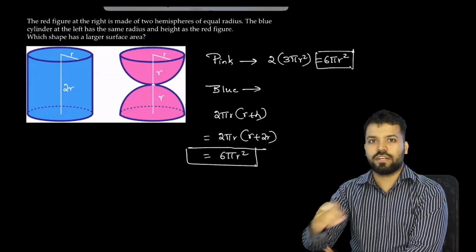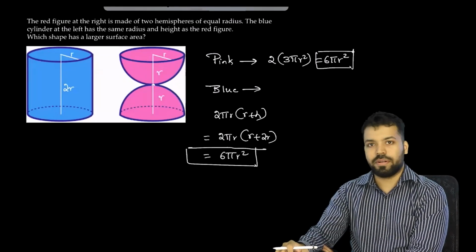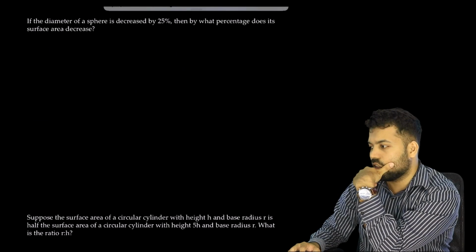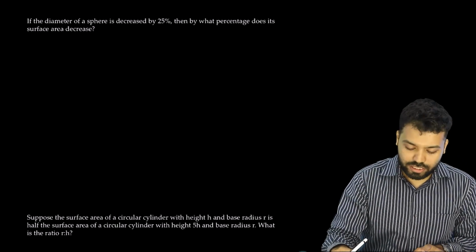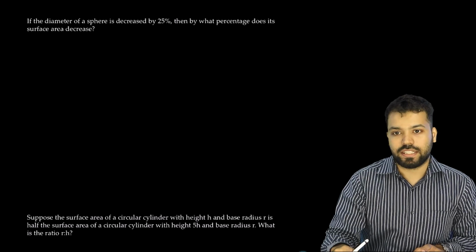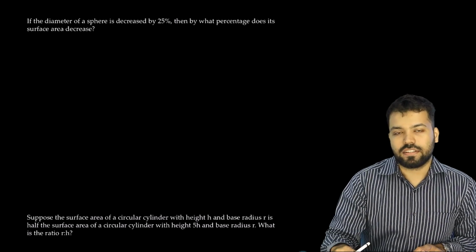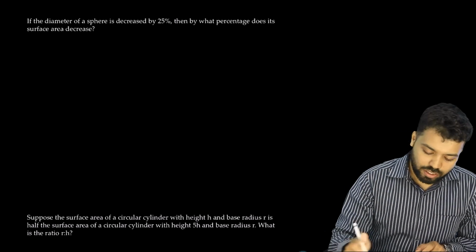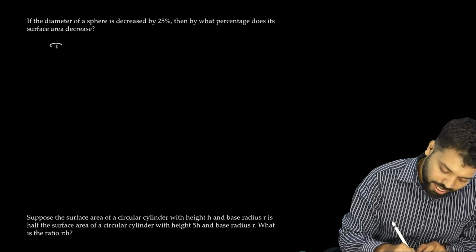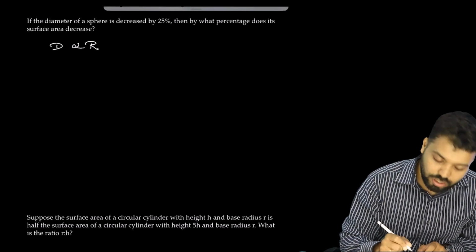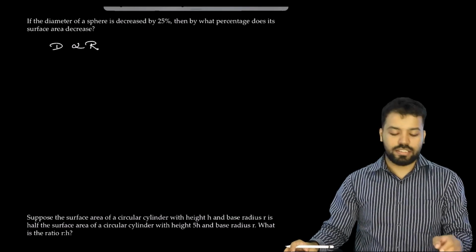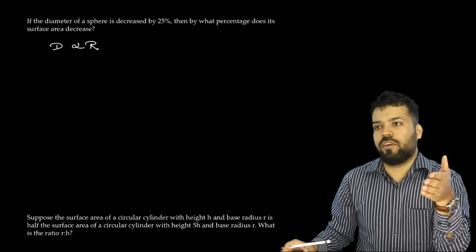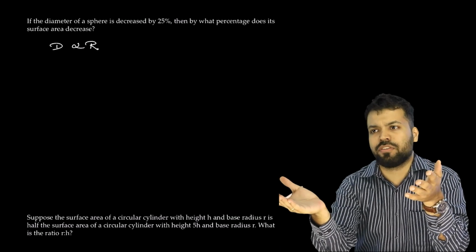So the next problem is also very simple. Everyone should try to answer this. If the diameter of a sphere is decreased by 25%, then by what percentage does its surface area decrease? Everyone knows that diameter is directly proportional to radius, correct? So if the diameter decreases by 25%, the radius also decreases by 25%.